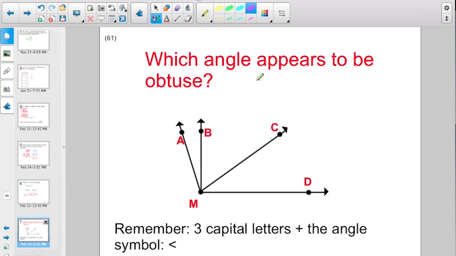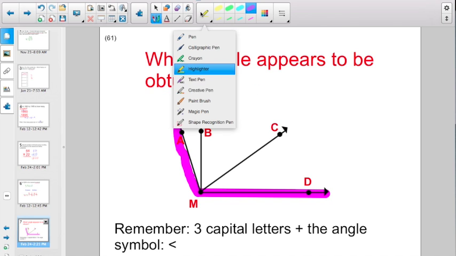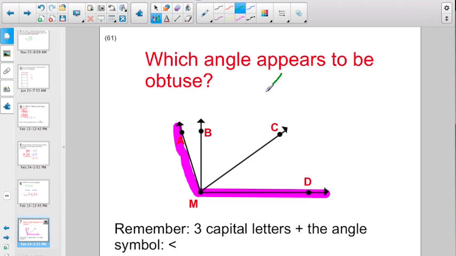The other thing I'm going to go ahead and tell you is that remember when you write an angle, you have to use 3 capital letters and the angle symbol, right? So if we're looking for a guy who's more than 90 degrees, looks to me like if I go from A to M over to D, that guy would be your obtuse angle, correct? So how am I going to write it? Angle and 3 capital letters, a capital A, then a capital M, and lastly, a capital D. Maybe you could do it the other way around and call it angle DMA.